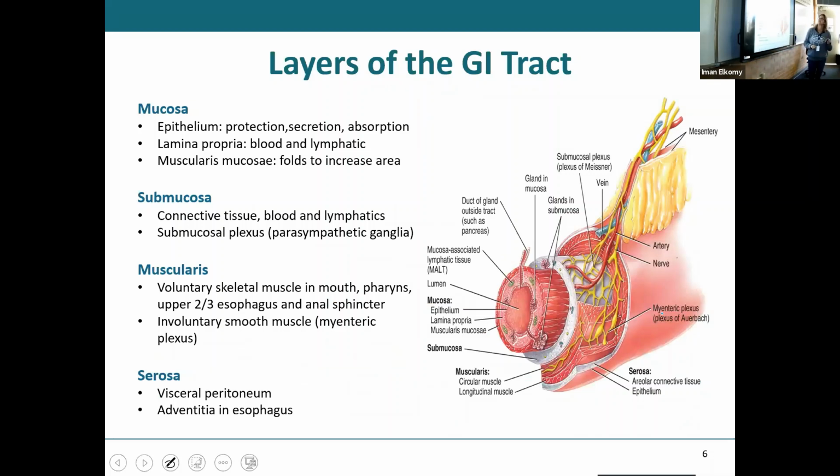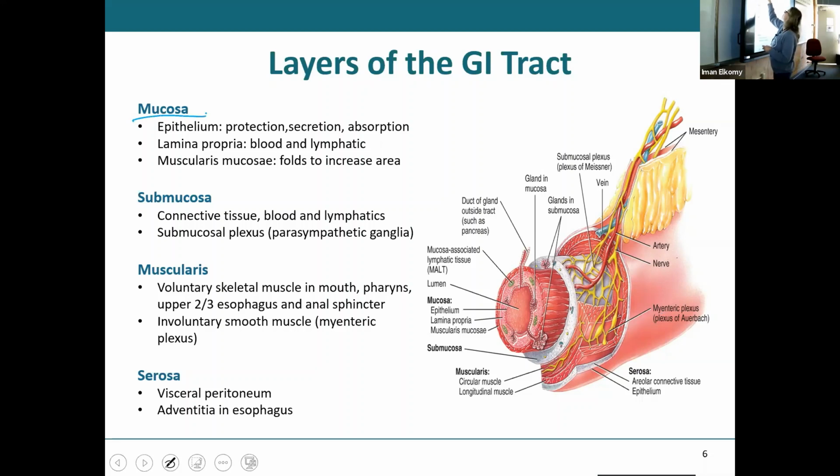Here's that slide that if you don't know this and you haven't taken your test yet, you need to go home and don't come back. Layers of the GIT. Layers of the gastrointestinal tract. You already know this by heart, right? Mucosa, submucosa, muscularis, and then on the very outside is serosa. Let's talk about some details of those layers because we didn't really break them down too much.